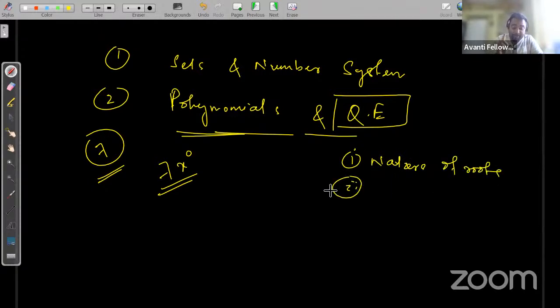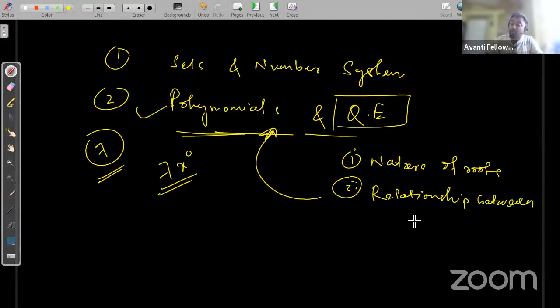And a very important topic that we will cover belongs to this chapter's second session. In the second class we'll cover polynomials and quadratic equations, and in quadratic equations the very important concept is the relationship between roots and its coefficients. Do all of you have any idea about it? Relationship between roots and its coefficients.